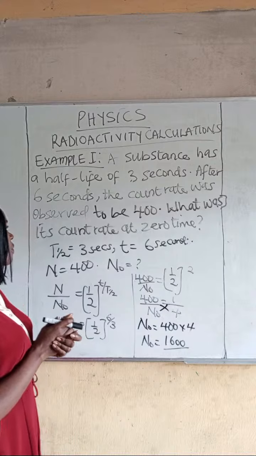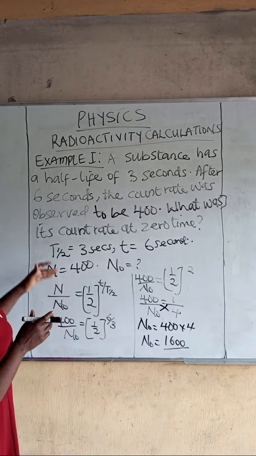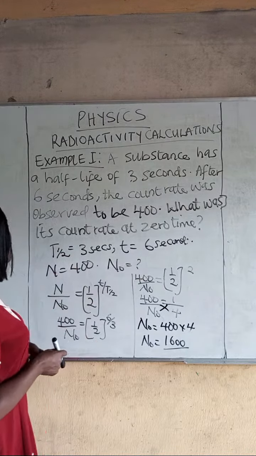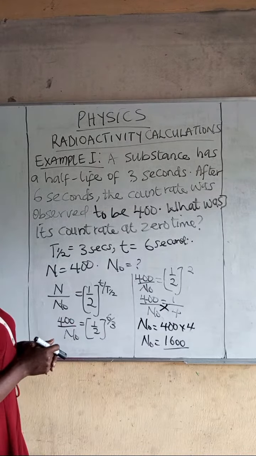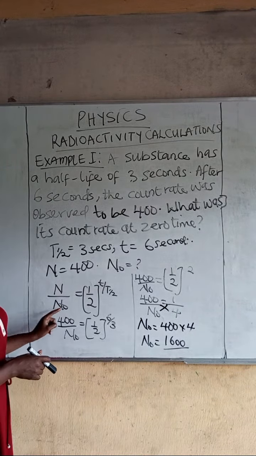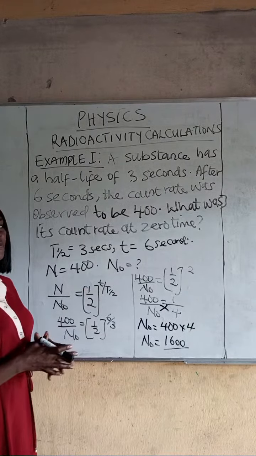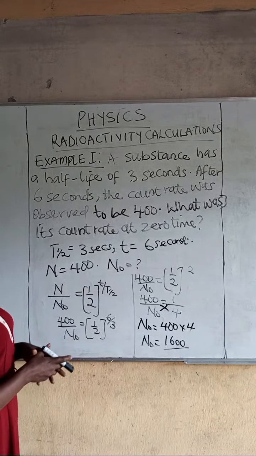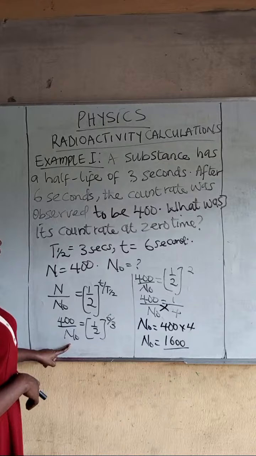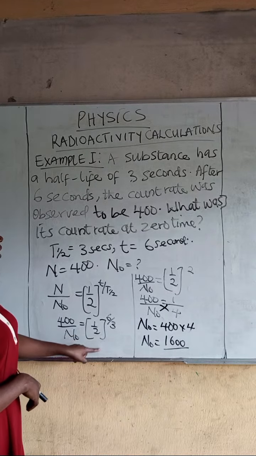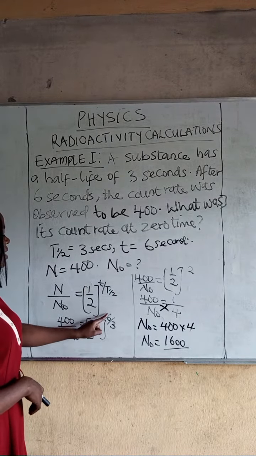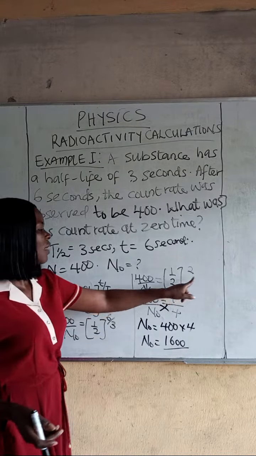So with that being said, we now state our parameters by saying that half-life is given as 3 and the time is given as 6. So my N is equal to 400 and I'm looking for N naught. Now I will put in my formula. N over N naught is equal to 1 over 2 brackets T over half-life. Is that okay? So my N is 400 divided by N naught, equal to half bracket, my time is 6, while half-life is 3. If I say 6 divided by 3, it's going to give me 2. That's what I have as this 2 here.